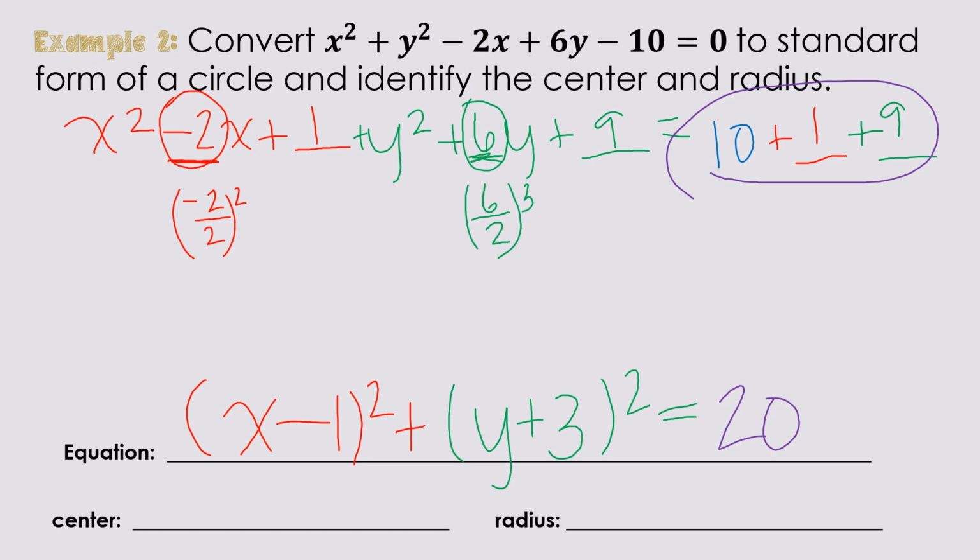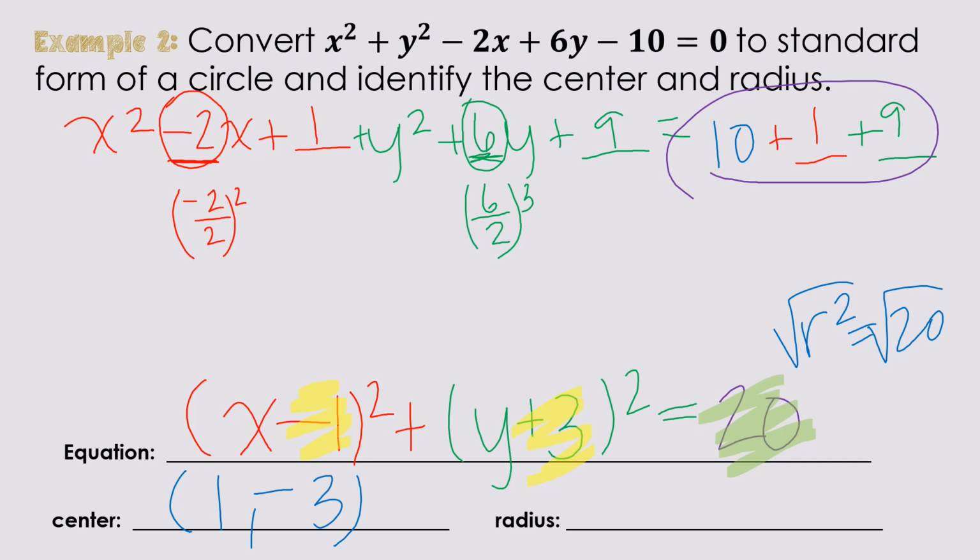To get our center, we look at the h and k values. Remember that they are the opposite. So that would be 1, negative 3. To get the radius, we look at 20, which represents r squared. So we have to take the square root of 20. The square root of 20 in exact form is 2√5, and as a decimal, that would be approximately 4.5.